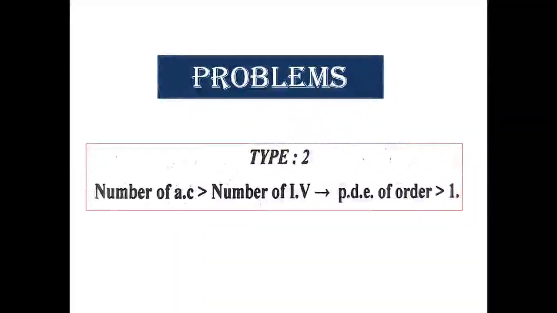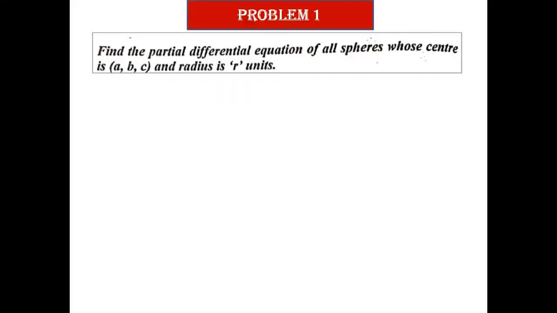Type 2. When the number of arbitrary constants is greater than the number of independent variables, it gives a partial differential equation of order greater than 1. This is called our type 2.